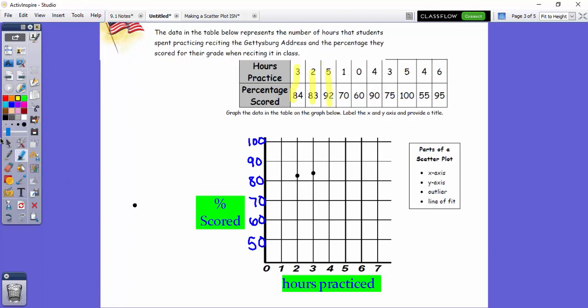Then 5, 92. So I will start by going over to 5 hours and a score of 92, just an estimate. Next one is 1, 70. So over 1 up to 70. 0, 60. Right on the y-axis there. 4, 90, over 4 up to 90.